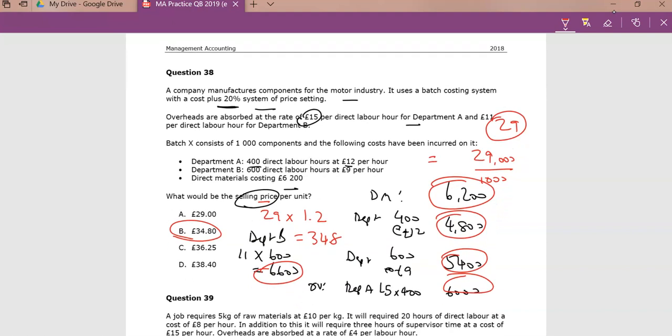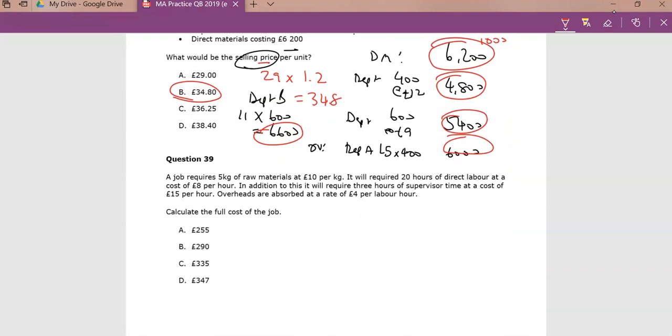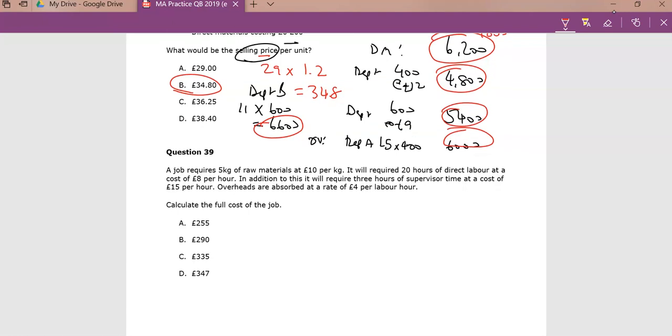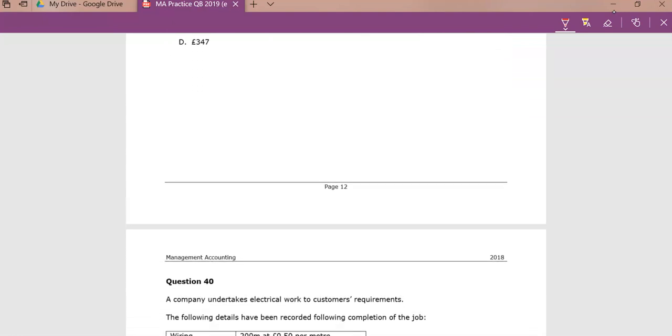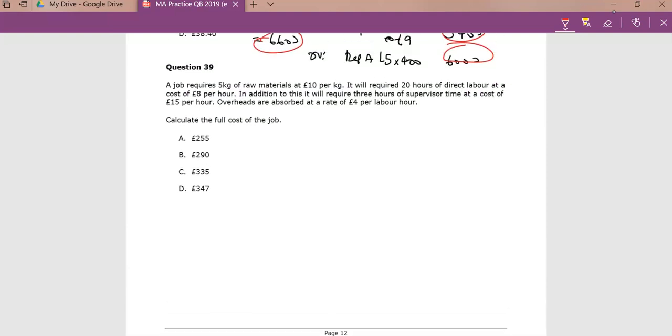Okay, great. And finally, question 39. Oh, well, we might do 40 as well, if there's a 40. Is there a 40? Let's see. There is a 40. So let's quickly get this 39 out of the way.